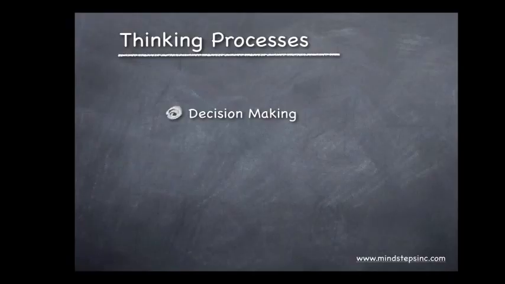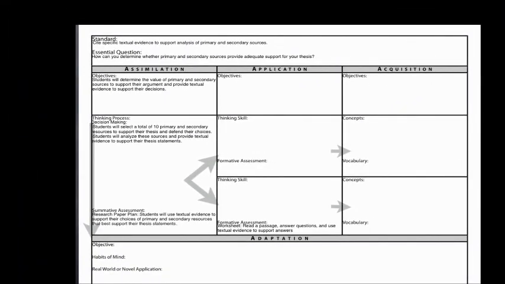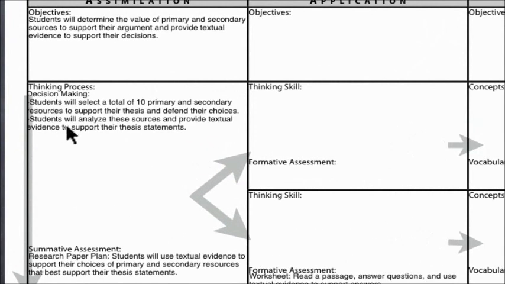Now, once I choose the thinking process of decision making, I can use the book How to Plan Rigorous Instruction to look at what is involved in decision making and how do I teach students to use decision making to help students think about my content in highly rigorous ways. And so let's go back to my template. Now, as you can see, I've identified a thinking process, and the thinking process is decision making.